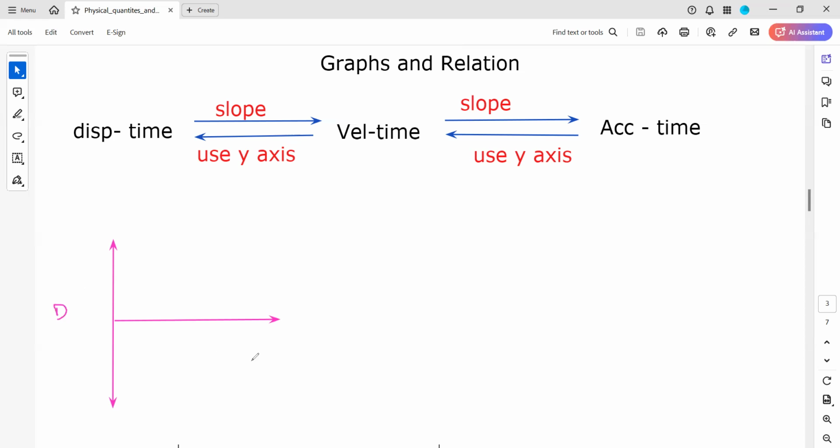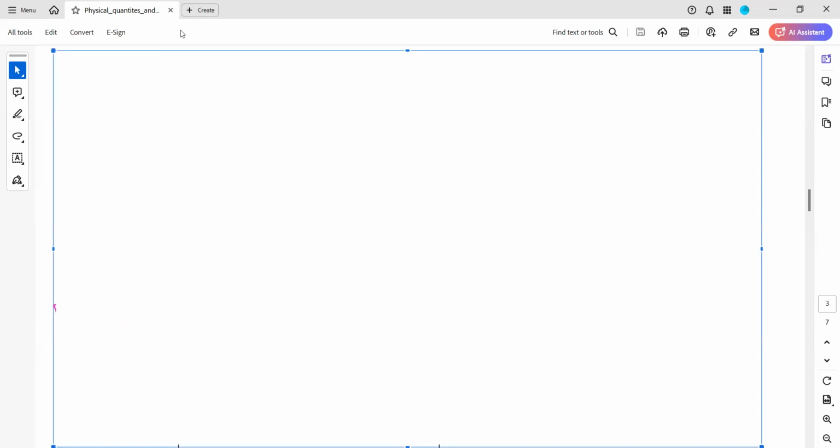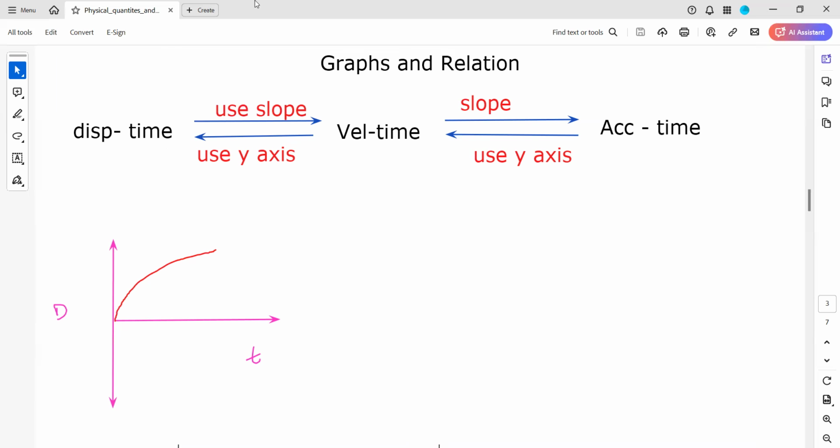So example, we have a displacement time graph. And they say, sketch a velocity time graph. How to do this? From displacement time graph, if I need a velocity time graph, what I have to do? I have to use a slope. So use a slope means like check the slope. What happened to this slope? It is increasing, decreasing, constant, zero. What happened to the slope? Decrease. Slope decrease. So it means the velocity will decrease.